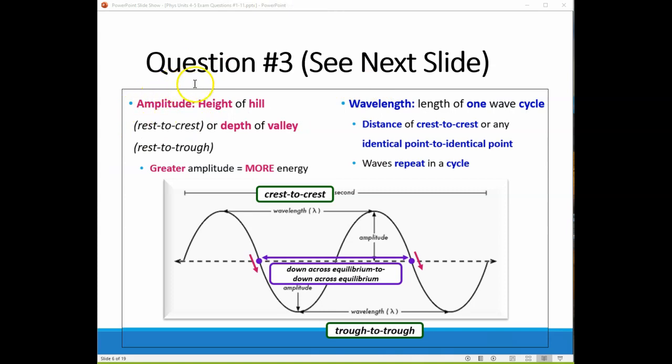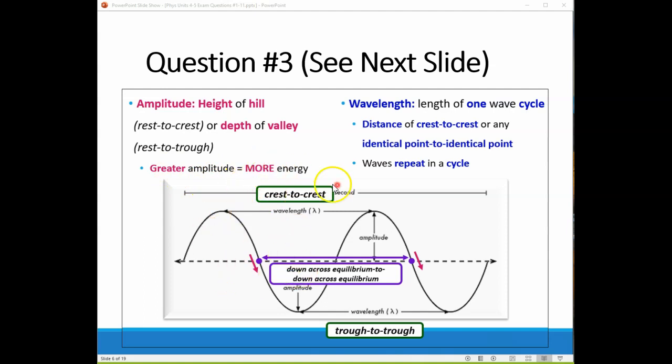So amplitude is the distance in terms of the height of either a hill, so from equilibrium to a crest, the point of a crest, or the depth of a valley, so from equilibrium, the rest down to the lowest point, the trough. Remember that we'll talk about this a little bit later, but the more amplitude something has, the more energy it has.